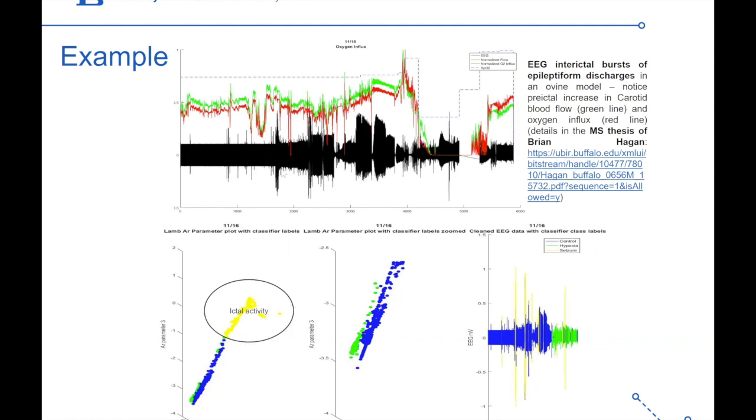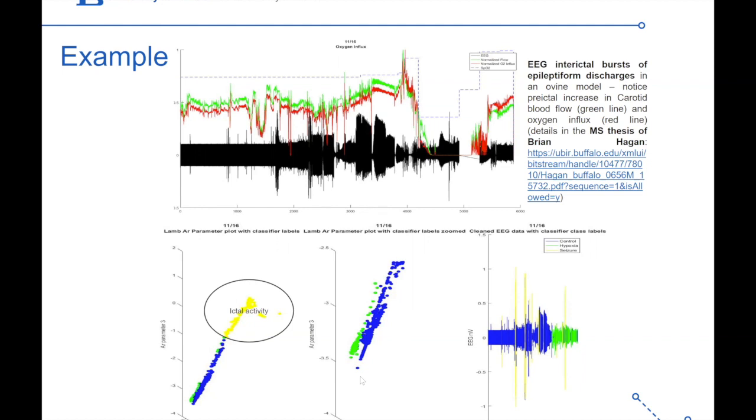So the yellow you see here is basically all ictal activity. They were all removed. And after that, we are left with the control, which is in blue, that's the baseline, and the green is the hypoxia. So we now have to separate this hypoxia from control, and that was done using an SVM, support vector machine classifier, using again the AR parameters, or autoregressive parameters. So this is basically the idea behind this approach.